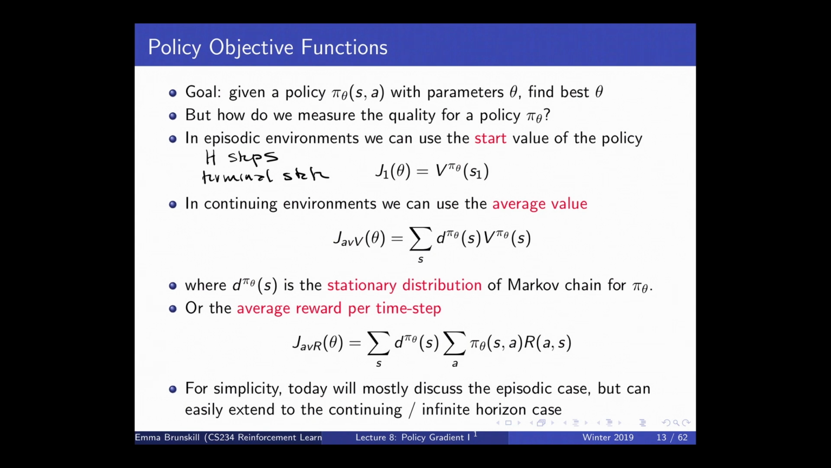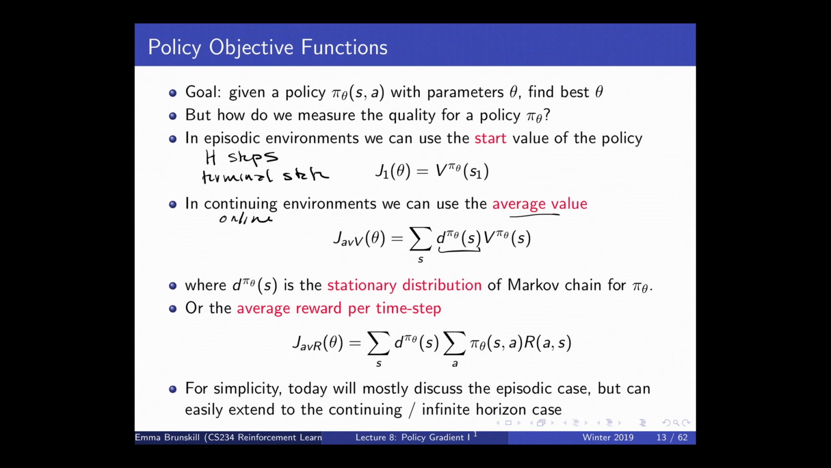Another option is that if we're in a continuous environment, which means we're in the online setting, we don't act for h steps, we just act forever. There are no terminal states. And we can use the average value, where we average over the distribution of states. This is like what we saw before, thinking about the stationary distribution over the Markov chain that is induced by a particular policy.